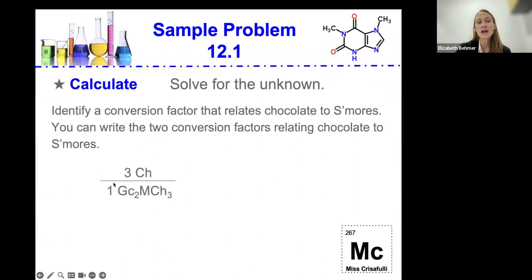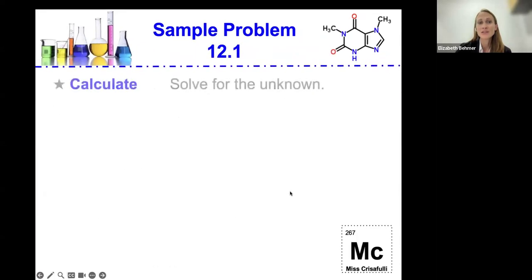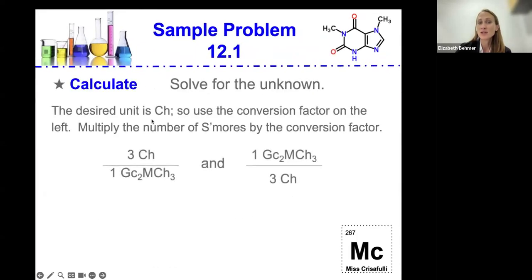So we know that for every 1 s'more, this is GC2, big M, CH3, that was 1 s'more, we need 3 chocolates. So that's a conversion factor. And we know, similarly, we can reverse that. For 1 s'more, we need 3 chocolates. So we'll solve for the unknown. The desired unit is chocolate. We want to know how many chocolates are at the end.